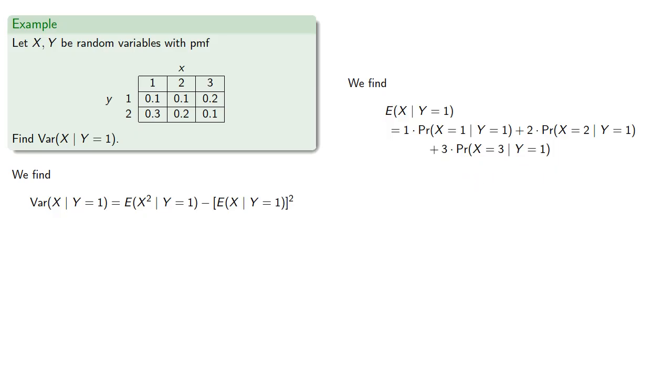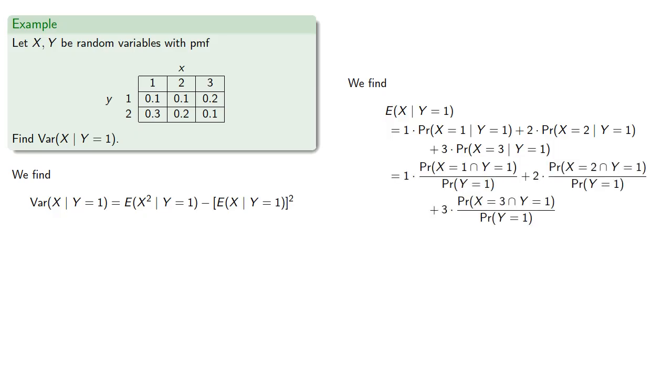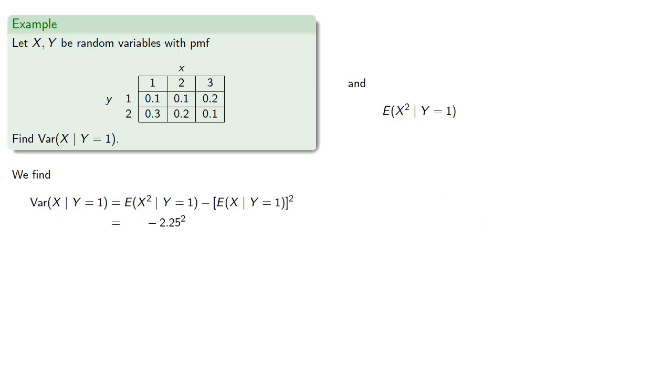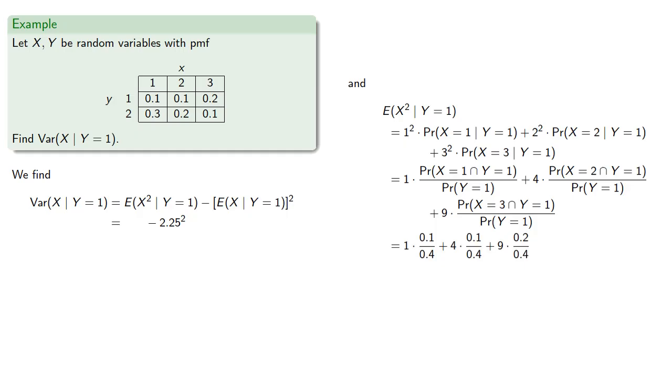Replacing those conditional probabilities using Bayes' theorem, we get. And so our expected value will be. Meanwhile, the expected value of x squared, given that we know that y is equal to 1, will be. And so we find our variance.